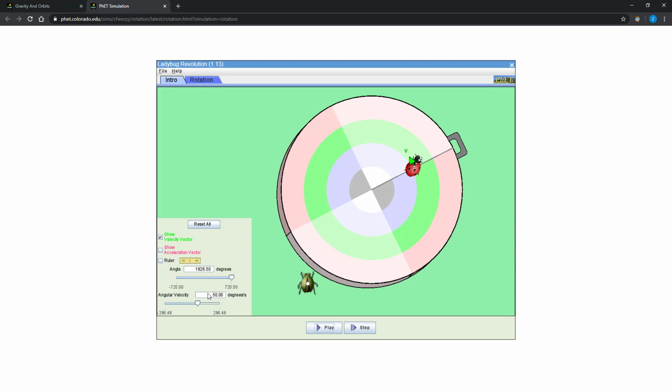Over here, I have a setting. This says degrees per second. So this turntable is turning 50 degrees per second. And maybe if I make it 60 degrees per second, it will take 6 seconds to rotate the whole circle, right?